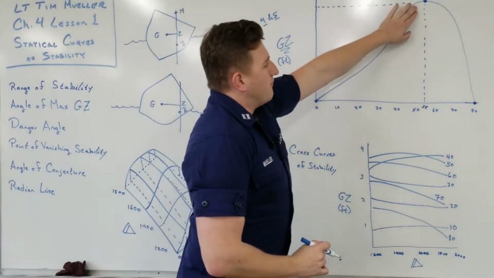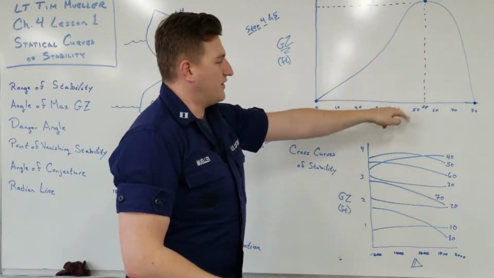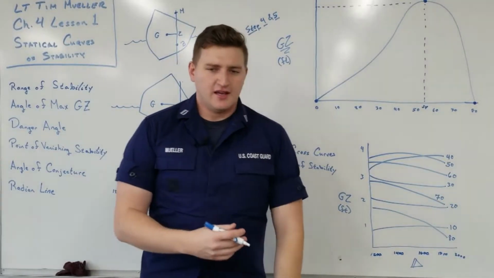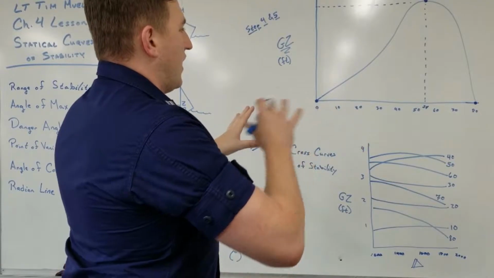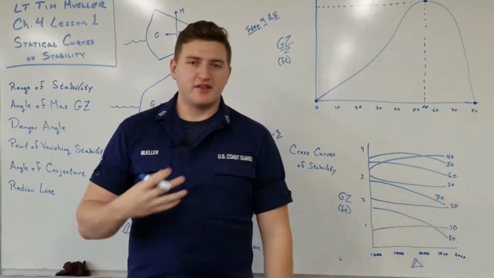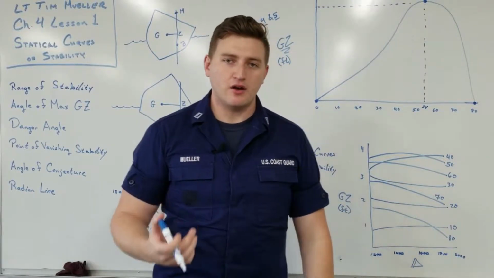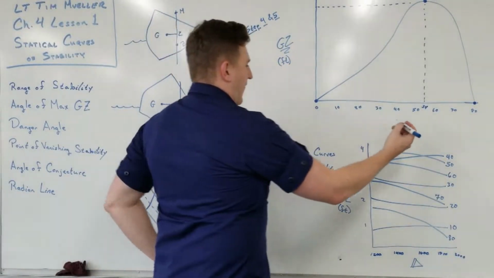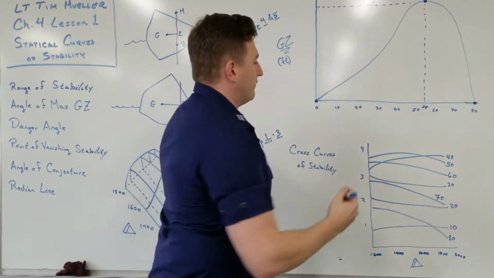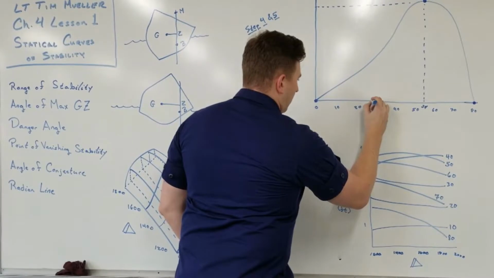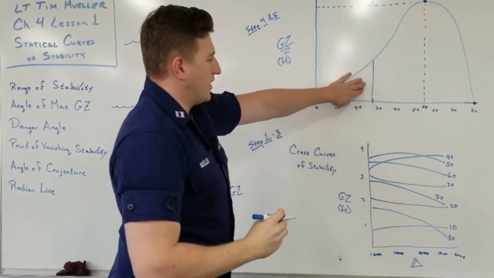And then the angle of maximum righting arm is going to be an angle, and that's where you take that point and just drop it straight down. Now the danger angle is not something that you can just look at the curve and immediately know what it is unless you know your maximum righting arm. And the danger angle is defined as 1/2 of the angle of maximum righting arm. So knowing that, we know our angle of maximum righting arm is 54, so if we just divide that by 2, we get 27. So our danger angle is going to be right around 27.